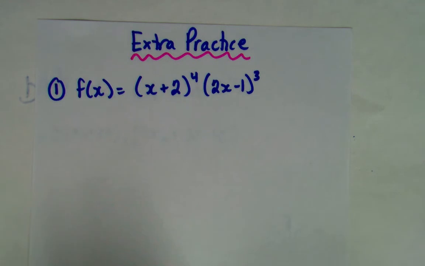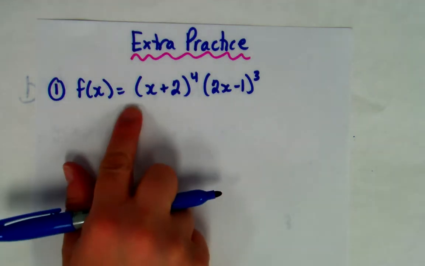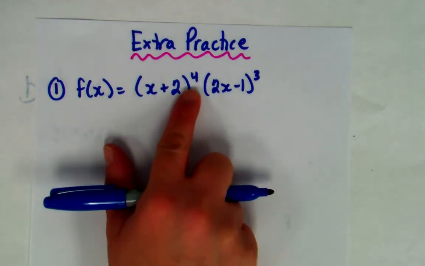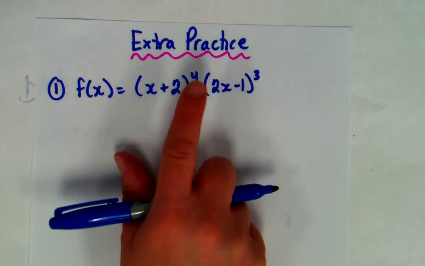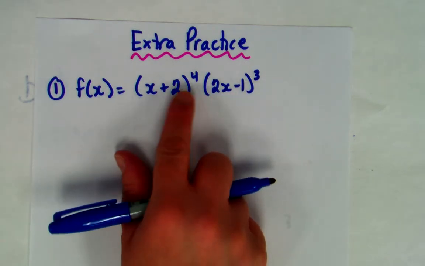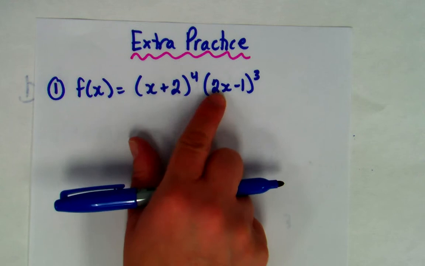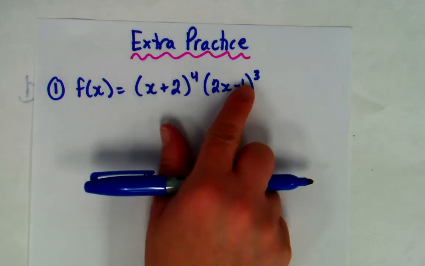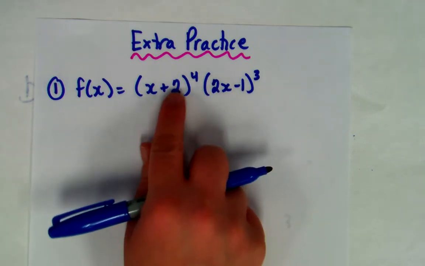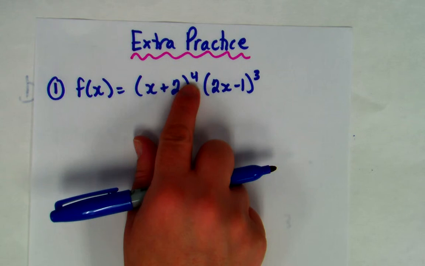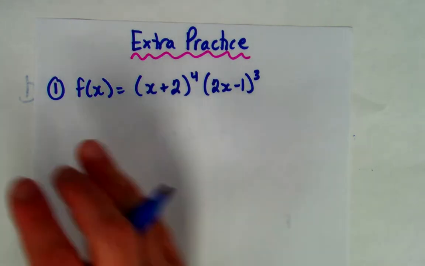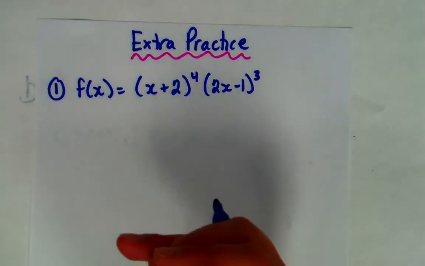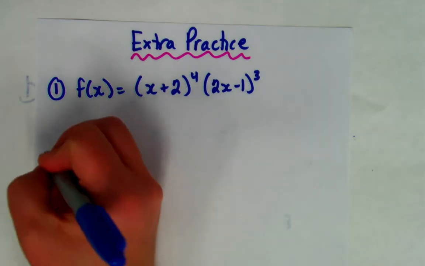So, number one, we're given f of x equals (x + 2)^4 times (2x - 1)^3. So this is power rule, product rule because we have multiplication, power rule because we have powers, and chain rule because even though we have exponents 4 and 3, we have things happening inside. The good news is you really don't have to go through the process of thinking of all that if you understand how to do the derivatives.